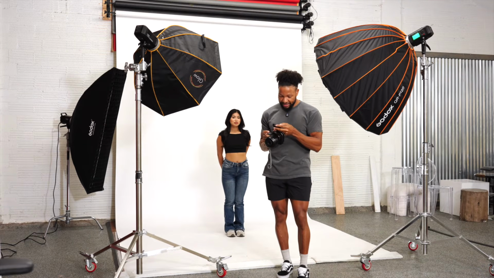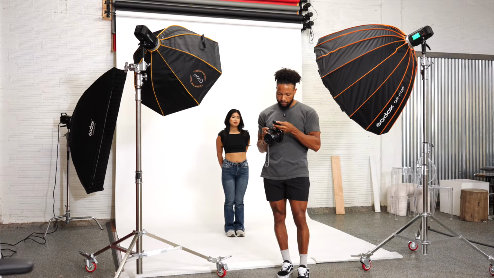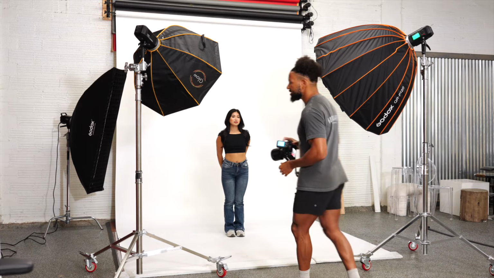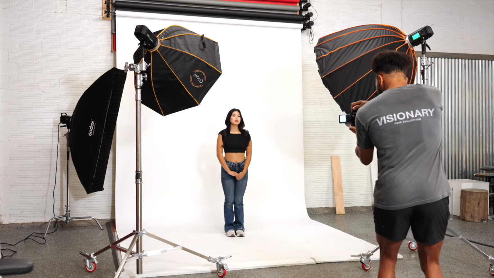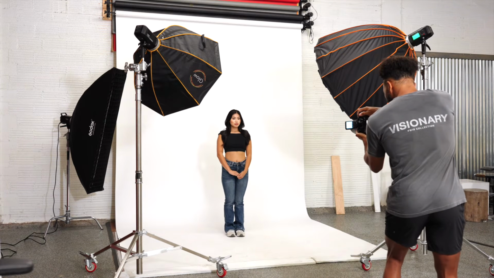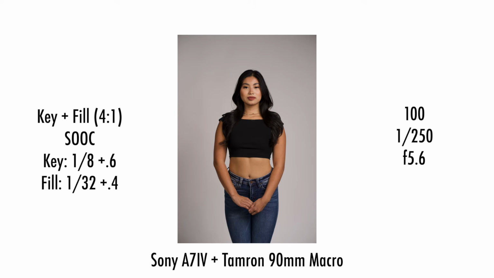I'm going to take my fill light down another stop. So we're going to go to 1/32 plus 0.4. This is going to give us a 4:1 ratio, 4:1 ratio being 2 stops under our key. 3, 2. Nice. 3, 2. All right. And we can take that one step further.